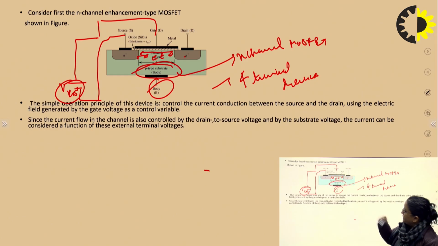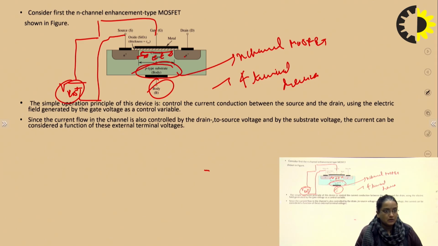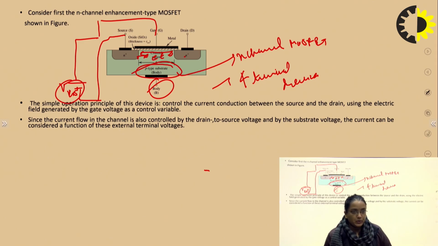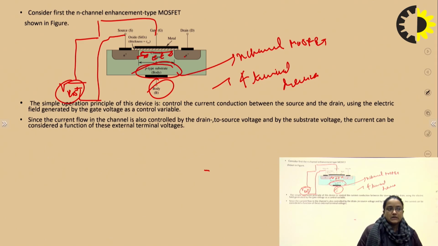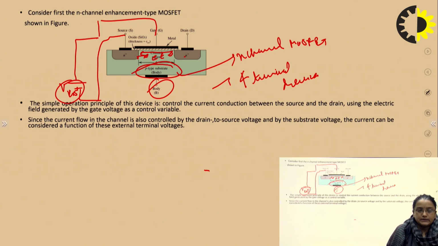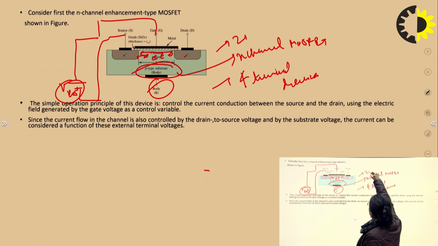The simple operation of the device is to control the current conduction between the source and the drain. Since the current flow in the channel is also controlled by the drain to source voltage and by the substrate voltage, the current can be considered a function of the external terminal voltages. So this is particularly the two-dimensional view.